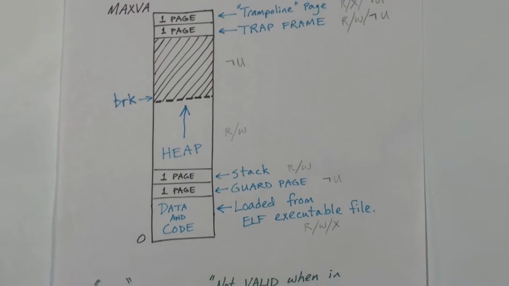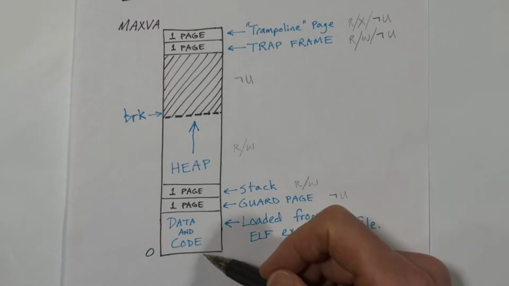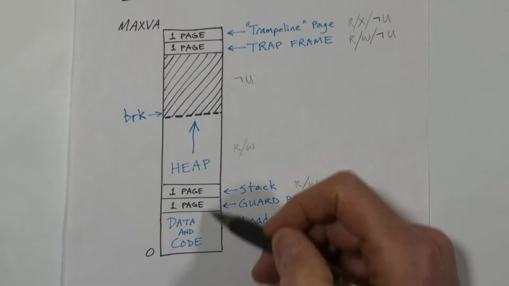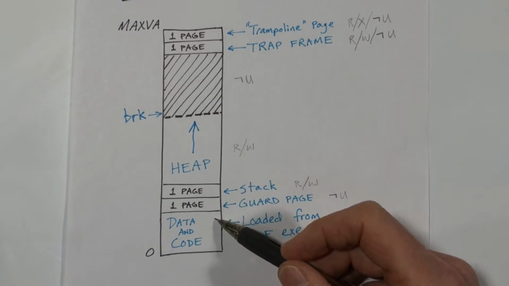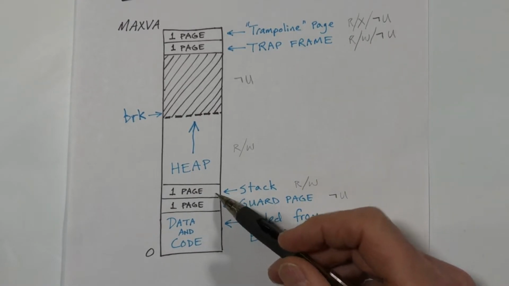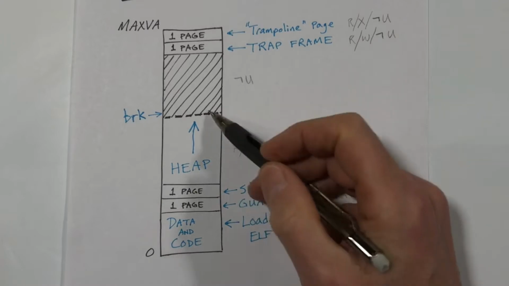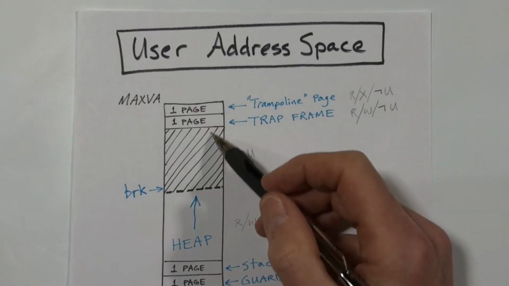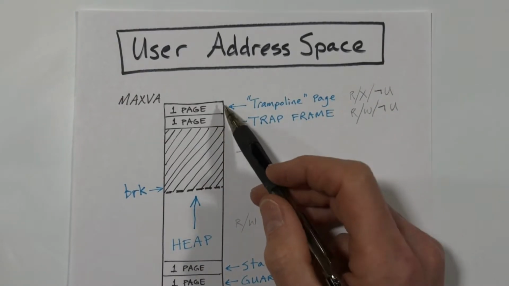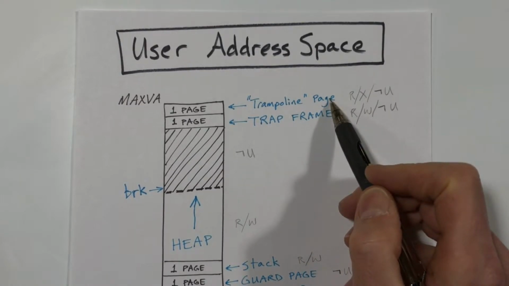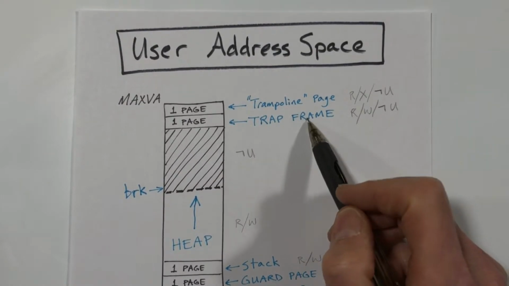So let's look at the user's address space. We showed this picture earlier, but the user's virtual address space contains the code and the data of the program, as well as a page for stack and maybe some pages for a heap. And then up at the very top, we have this thing called the trampoline page, and we also have a trap frame page.